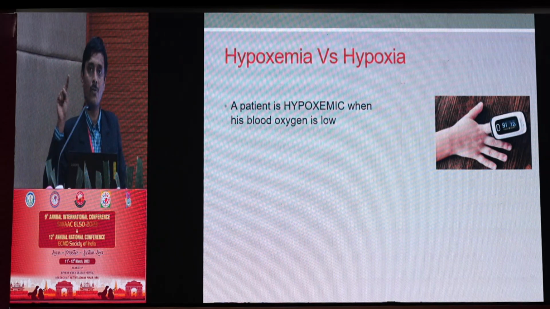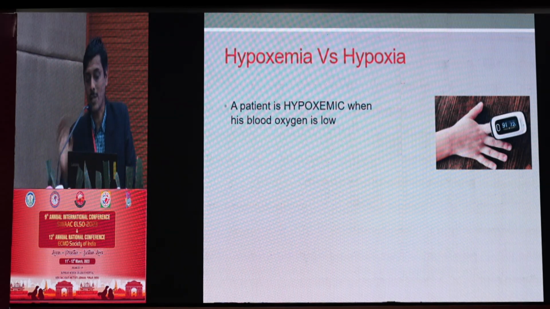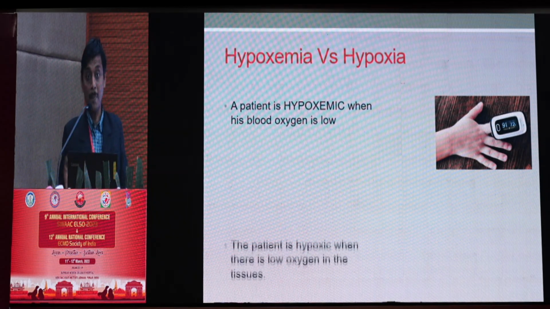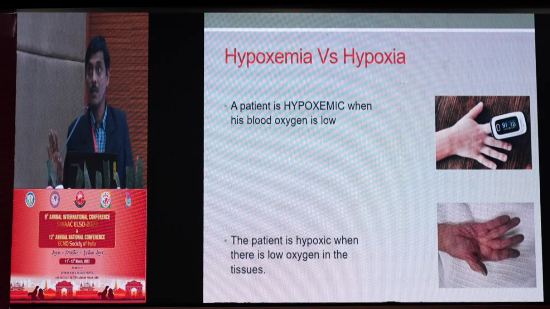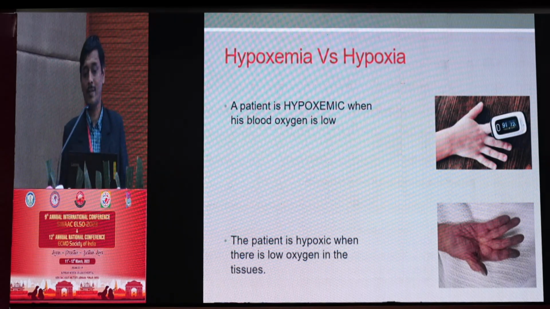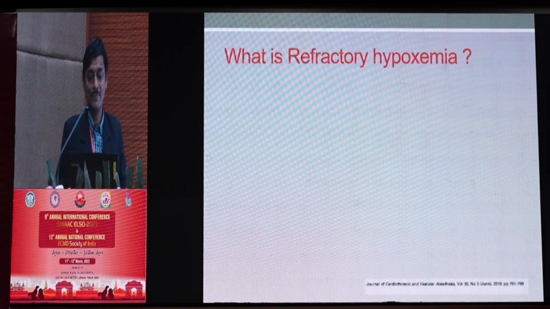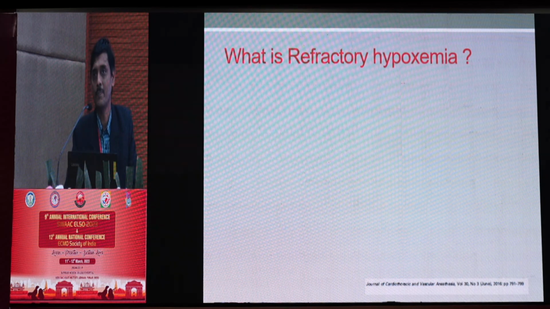So your pulse oximetry shows that he's got low saturations. But the same patient is hypoxic when there is low oxygen in the tissues. So once you get this concept right, we move further. We need to now know what is refractory hypoxemia.